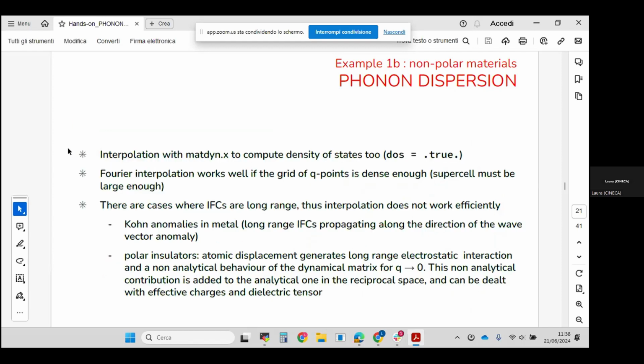Actually, matdyn can also be used to compute the density of states. Please check in the user guide for the input on how to do that. This would require an additional parameter, dos equal true. And keep in mind that the Fourier interpolation works very well if the Q point grid is dense enough and does not work very well if the IFCs are long range. In particular, this is the case for Kohn anomalies in metals or polar insulators. For polar insulators, in particular, there is a non-analytical contribution which is added to the analytical one in the reciprocal space, but this additional term, as we will see later, can be dealt with using effective charges and the dielectric tensor.